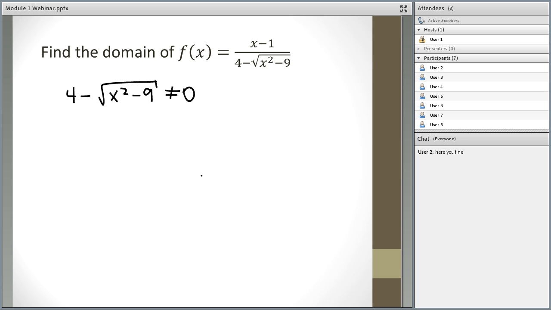So if I were to add that square root of x squared minus 9 over to the right, I would have 4 cannot equal the square root of x squared minus 9. So I've just added this over to the right side.